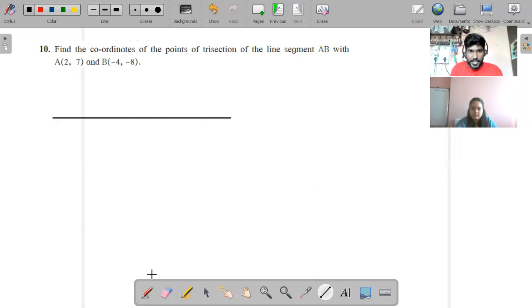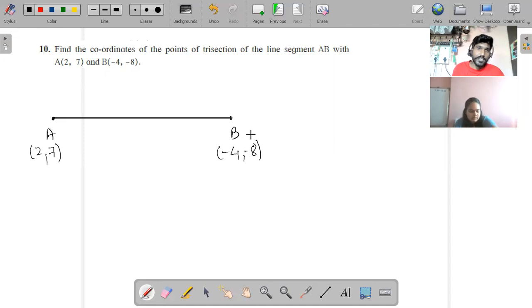You have a line segment AB. I'll name this A and I'll name this B. A has coordinates (2, 7). B has coordinates (-4, -8). Now, this line segment AB is divided into how many parts? Three parts.